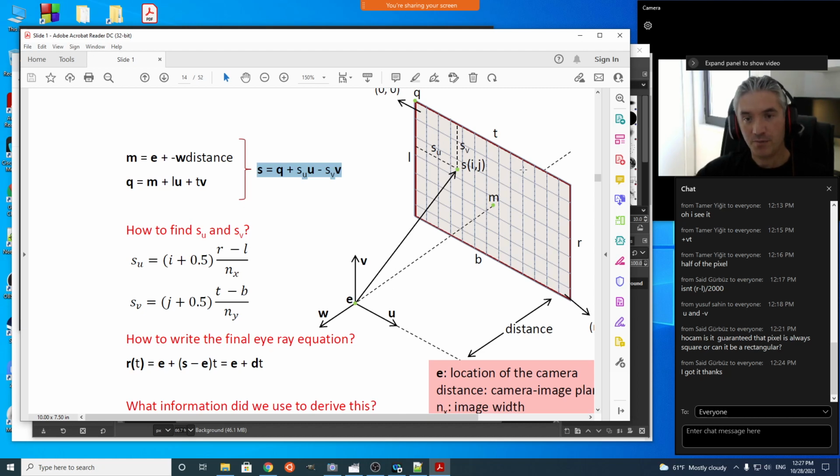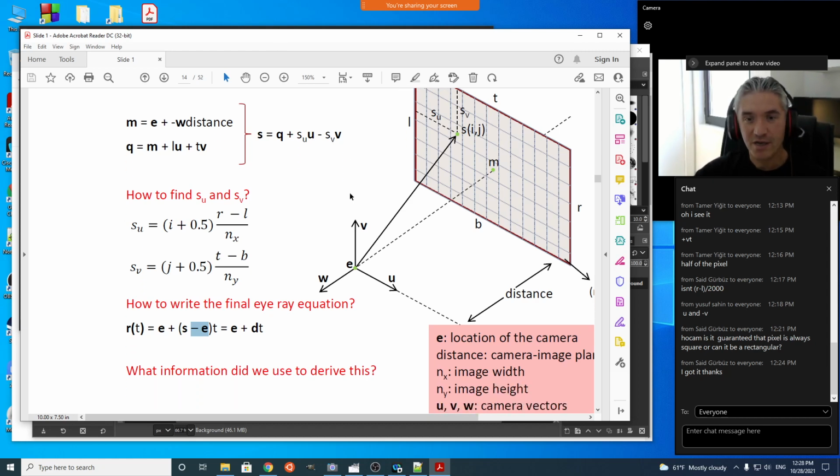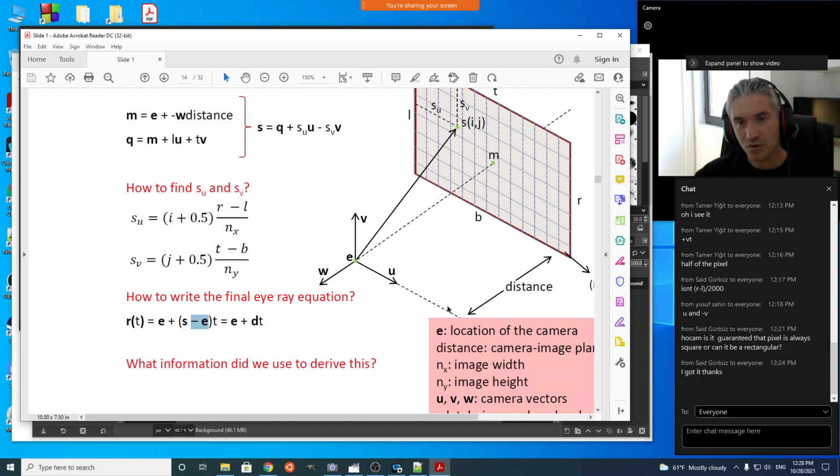Now, this becomes the center of the pixel, and our ray equation is simply E plus (S minus E) T. Before I finish today, I'm going extremely slow in this lecture, but if you understand all these derivations, it means that all the time we have spent is worthwhile. I can speed up if you want, but hopefully we are going to do some coding next week since we are out of time again today.